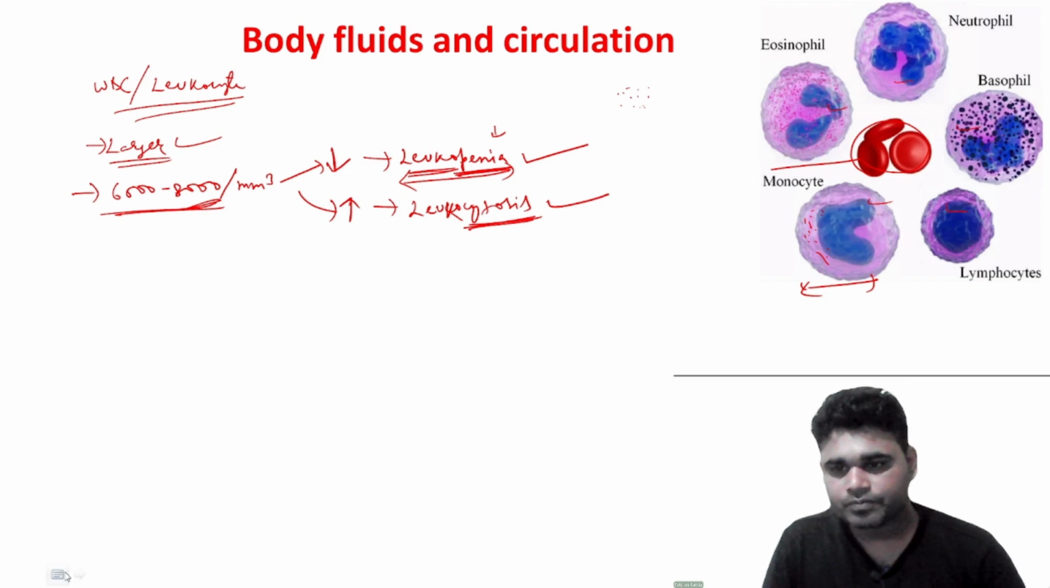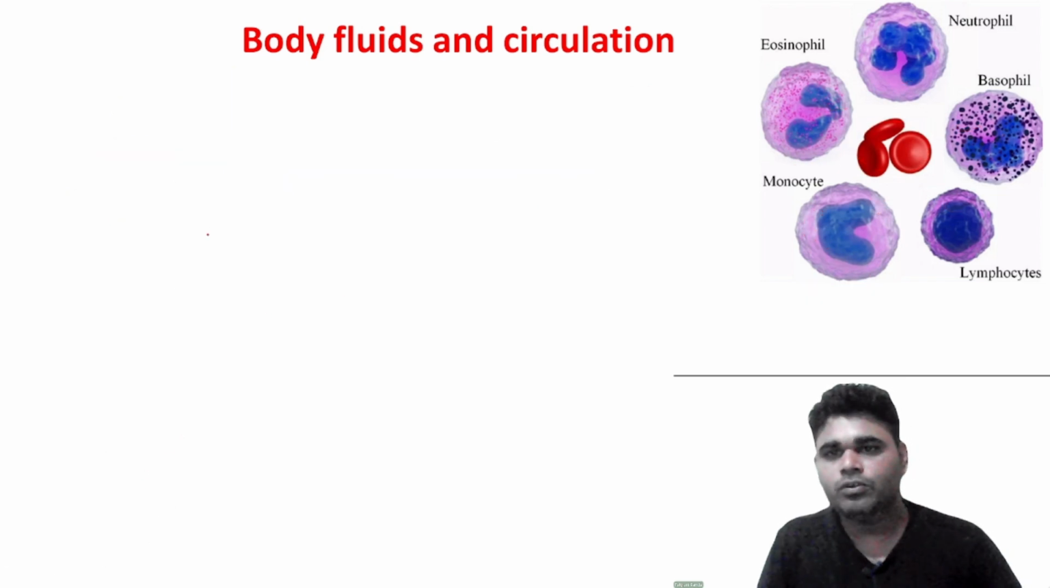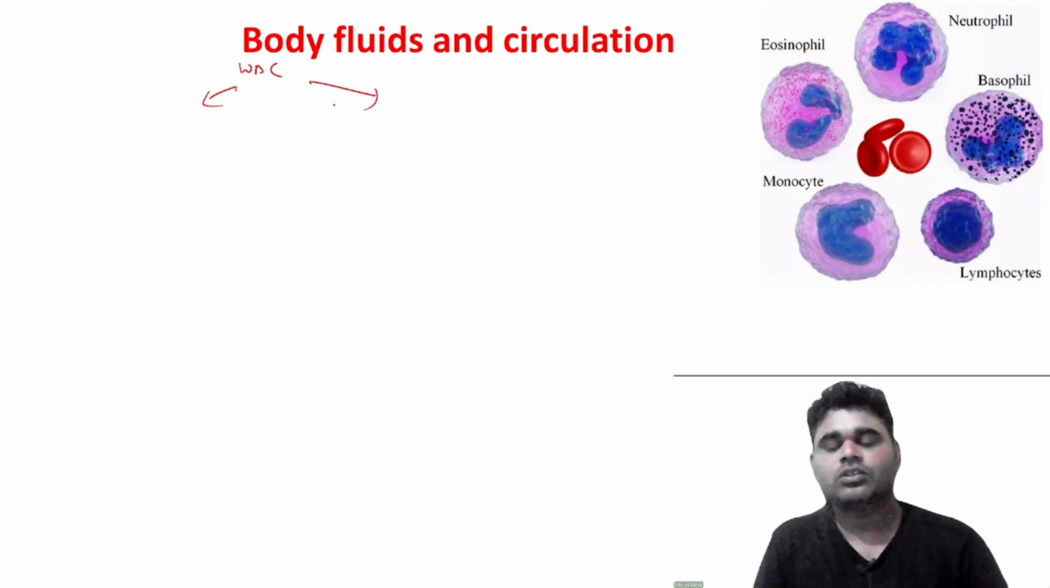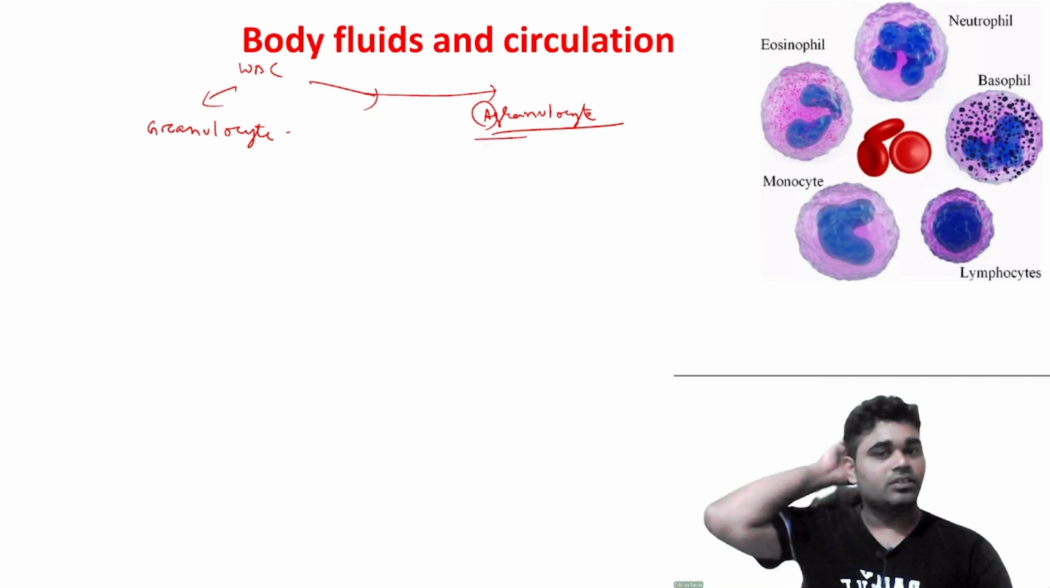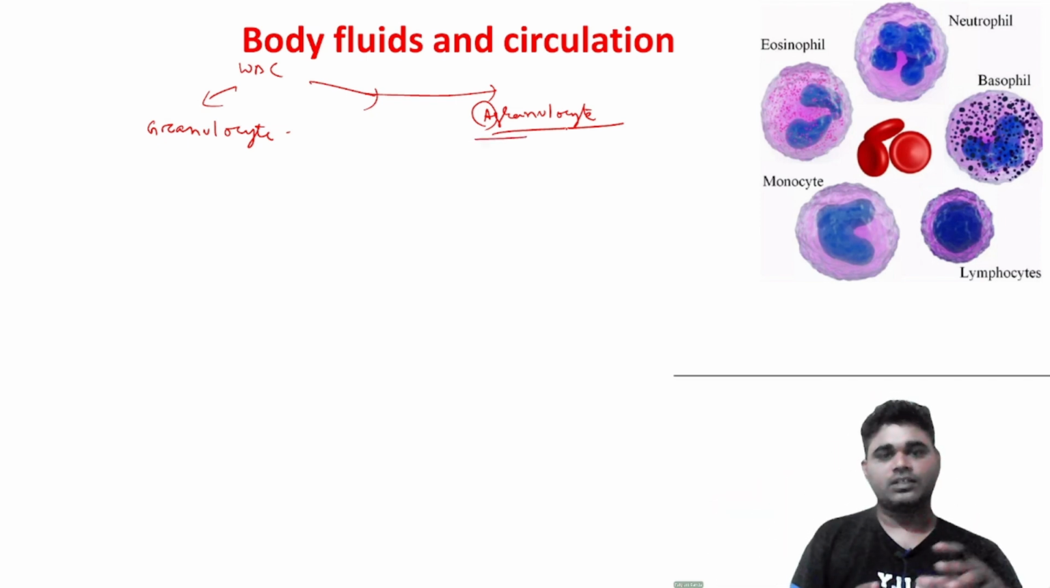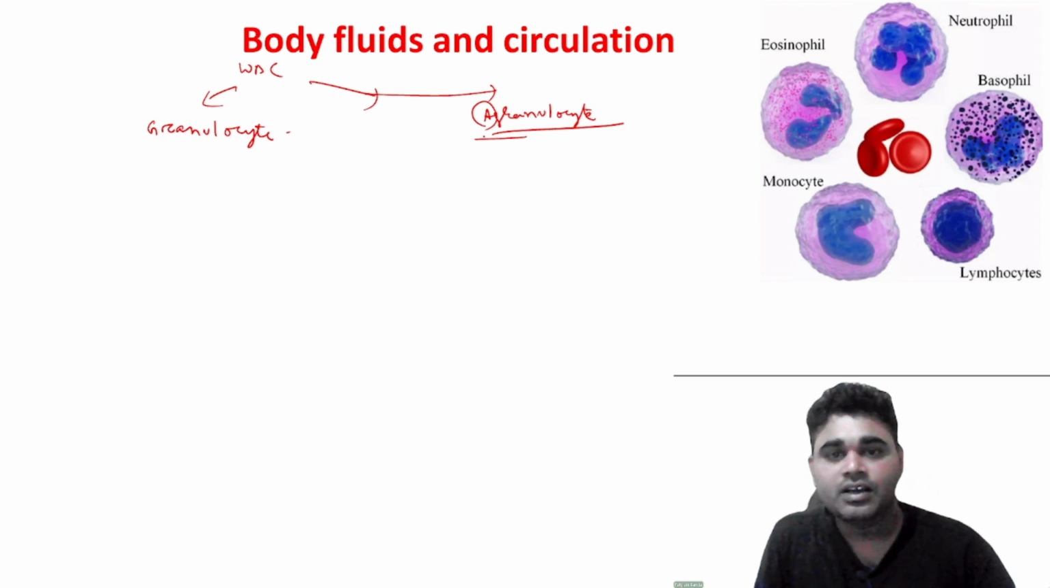So the WBC, the white blood cells, are of two types on the basis of the presence of granules. If the granules are present, it is called a granulocyte. If they are absent, it is called an agranulocyte. Agranular means the absence of granules. So that's why this one is called an agranulocyte, but here it is called a granulocyte.